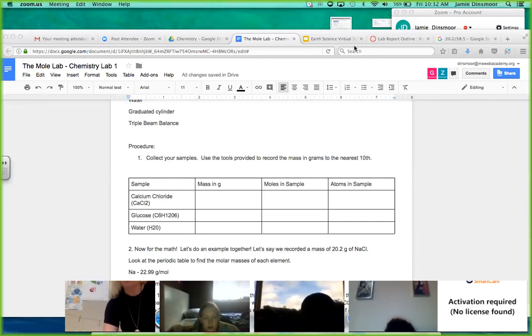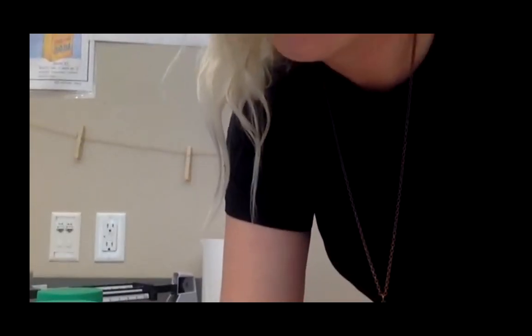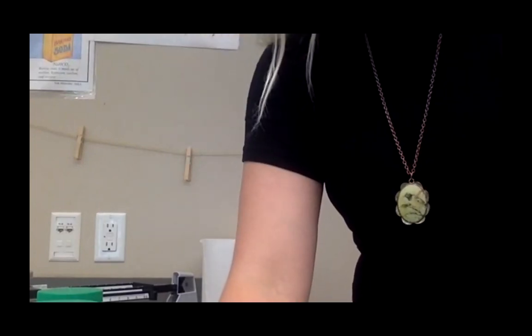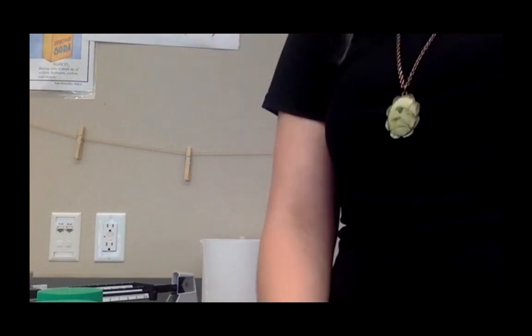And people at home, we're going to try to make this bigger so that you can see. Let's see. Did that make my screen bigger to you guys? I hope so. I don't see it as the biggest one, but I'm assuming it is. Okay. So we have our triple beam balance here.